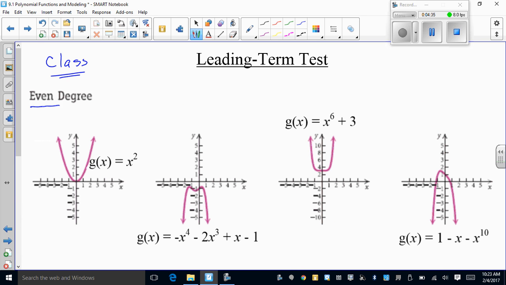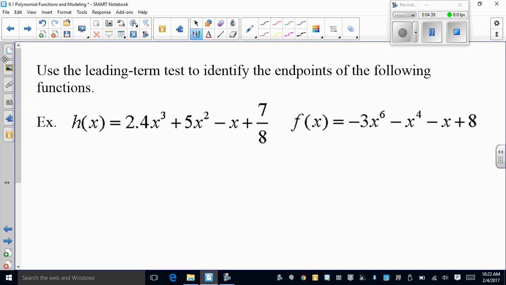Okay, so use the leading term test to identify the end behavior of the following function. So again, look at your leading term. It's all about the leading term. The degree is 3, which means you have one up, one down. And since it's positive, the right side is up and the left side is down. Anyways, the x's are positive, the y's are positive, x's are negative, y's are negative. So it's going in that direction. You don't have to do anything more than that except for show what's happening at the endpoints.